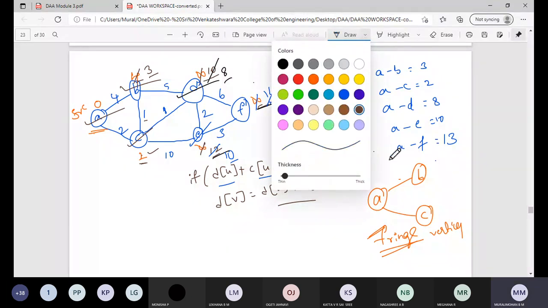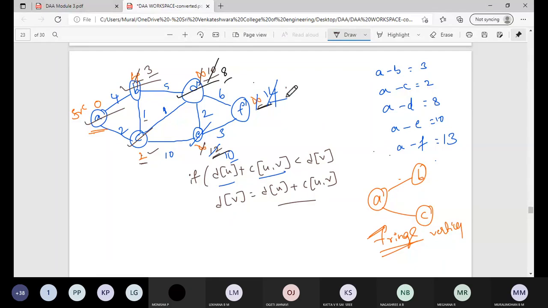How much will it become? 13, sir. 13. Right. Okay. Next, are we having any other vertices? No, only one is there. So only one is there. Now you select this vertex F.